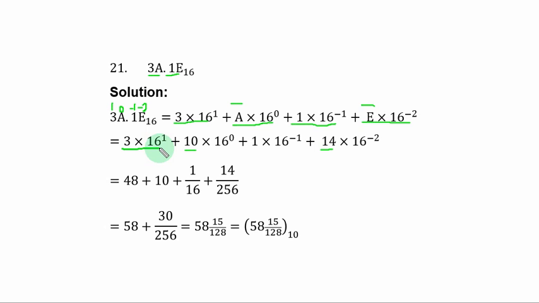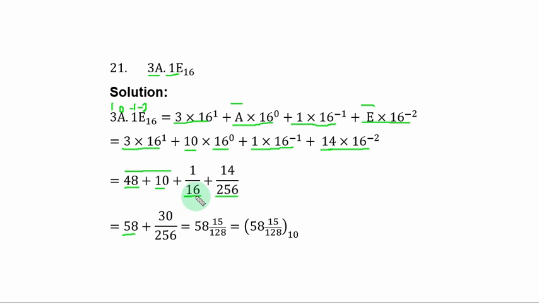Here, 16 power 1 is 16 times 3. You have 48. 16 power 0 is 1 times 10. You have 10. You express this as 1 times 1 over 16, and that is 1 over 16. You express this as 14 times 1 over 16 square. 14 times 1 is 14. 16 square is 256. The whole number part, when added, 48 plus 10, that is 58.